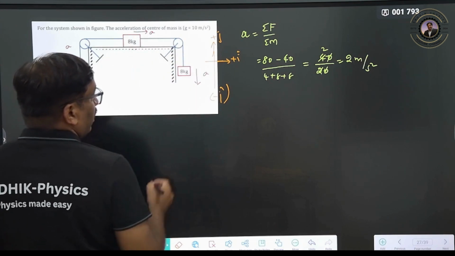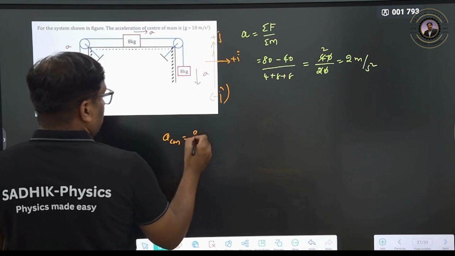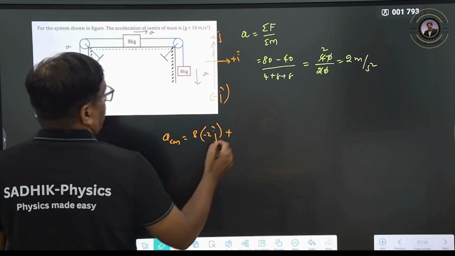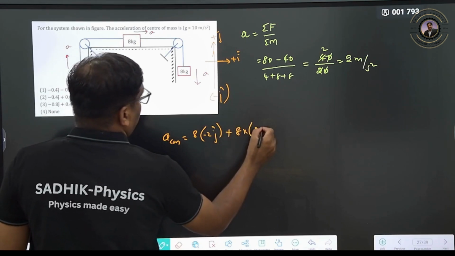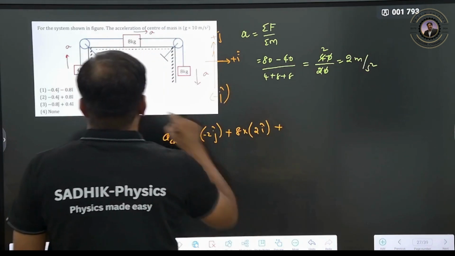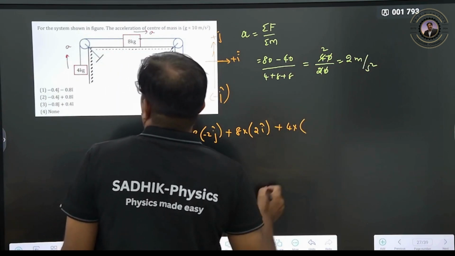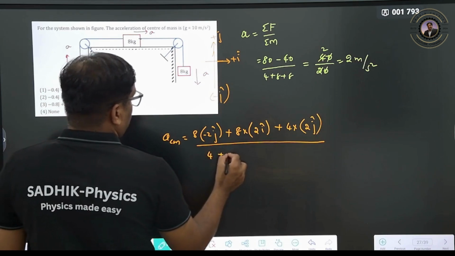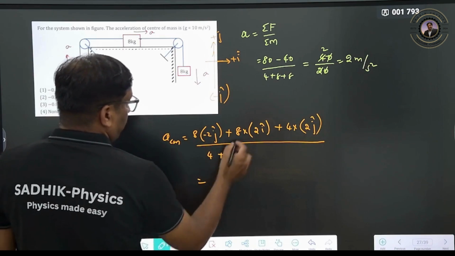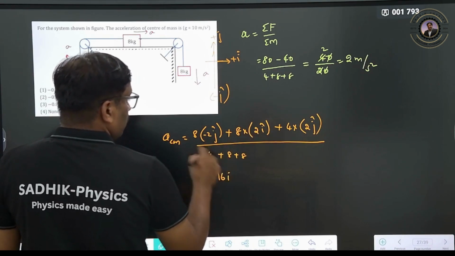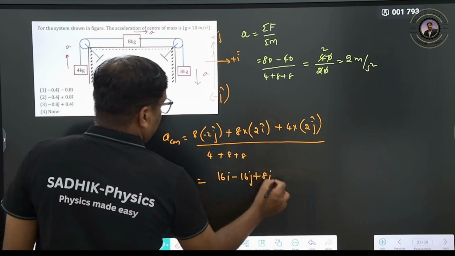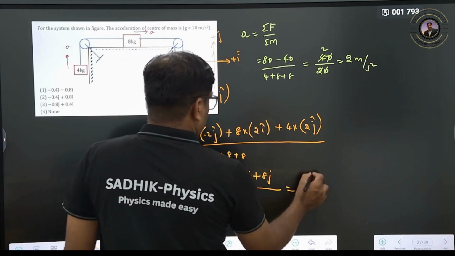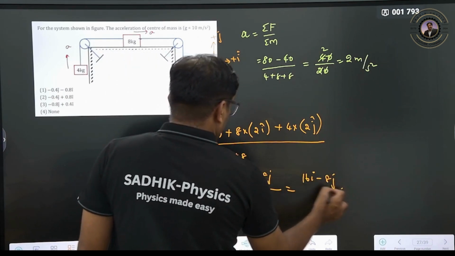So this is going downward, therefore what will be the acceleration of the center of mass now? This is 8 into the acceleration here, 2, but it will be minus j cap, plus 8 into 2 i cap now, because this is going toward this side. Plus this is going upward, so 4 into 2 j cap, upward, divided by the total mass, so 4 plus 8 plus 8. How much will it be? So i is there, 16i, therefore minus 16j plus 8j divided by 20. So here it will be 16i, therefore minus 8j divided by 20.